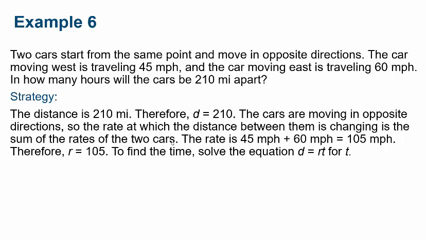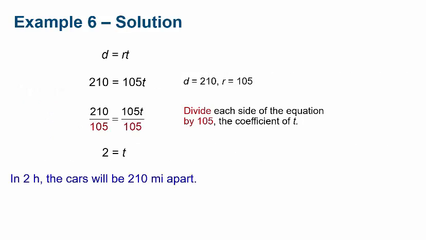The cars are moving in opposite directions, so the rate at which the distance between them is changing is the sum of the rates. This will be true whenever they're moving in opposite directions. So the rate is actually 105 miles per hour. Therefore, R is 105. So to find the time, just solve for T in this equation. Distance is equal to R times T. We want them to be 210 miles apart. We know that their rate here is 105 miles an hour because we're moving in opposite directions. We add their rates. So divide both sides by 105. You get T is equal to 2. So in 2 hours here, the cars will be 210 miles apart.